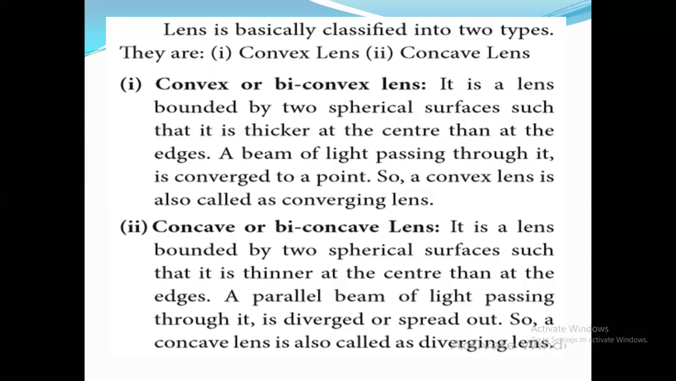Next, the concave or biconcave lens. It is a lens bounded by two spherical surfaces such that it is thinner at the center. The center part is thin, but the edge part is thick. So a parallel beam of light passing through it is diverged or spread out. So a concave lens is also called a diverging lens.